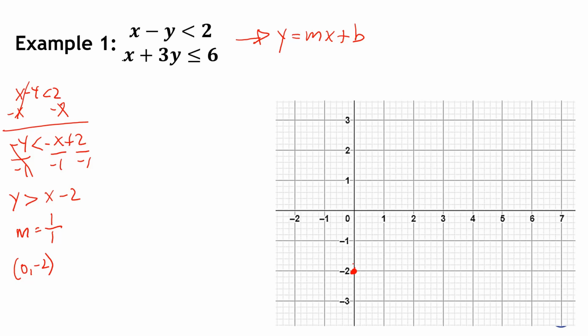And then I need to create another point using the slope. So our slope is 1 over 1. That means for the numerator 1, 1 unit upward. For the denominator positive 1, that means 1 unit to the right side. So 1 unit up, 1 unit to the right side. And there you go. That's your other point. We only need 2 points. So now that we have these 2 points, we just need to connect them using a dash line because it's a non-inclusive inequality. So dash line.